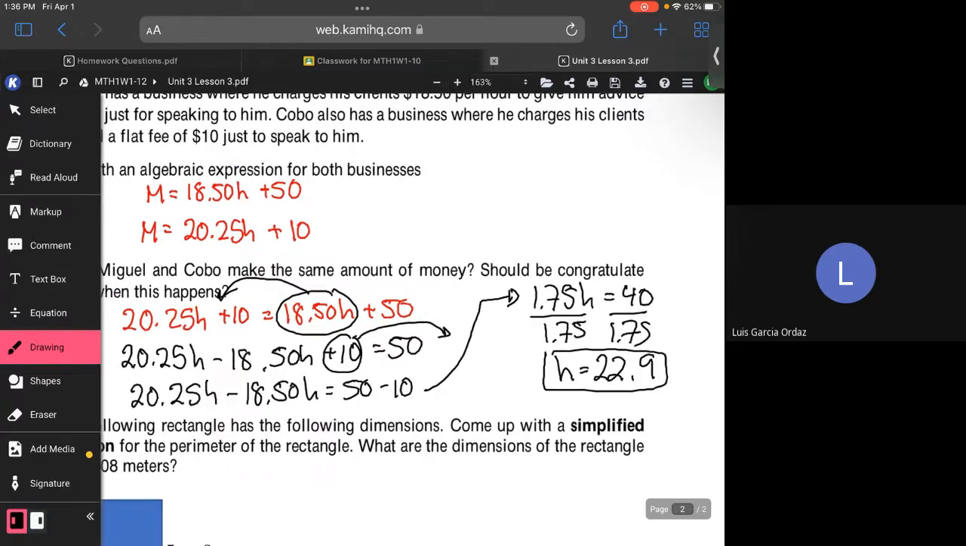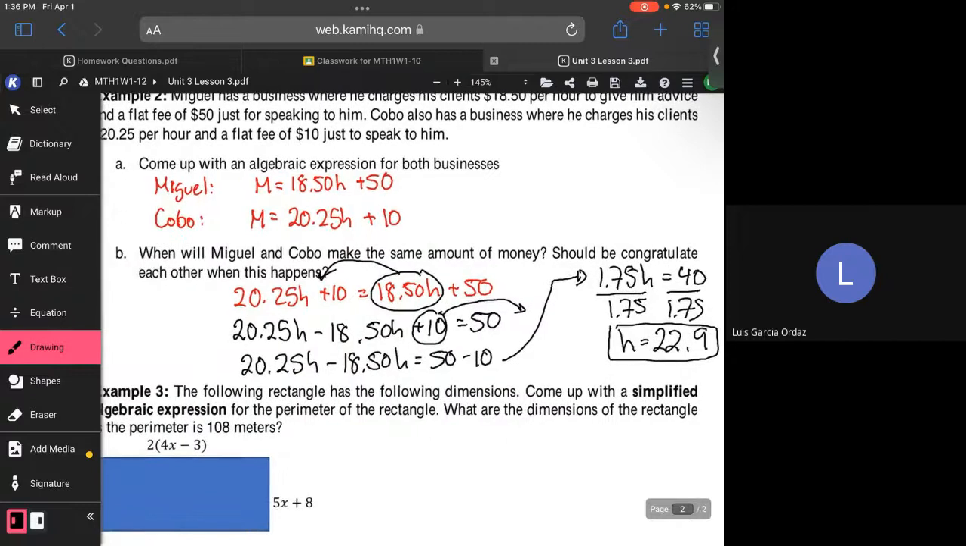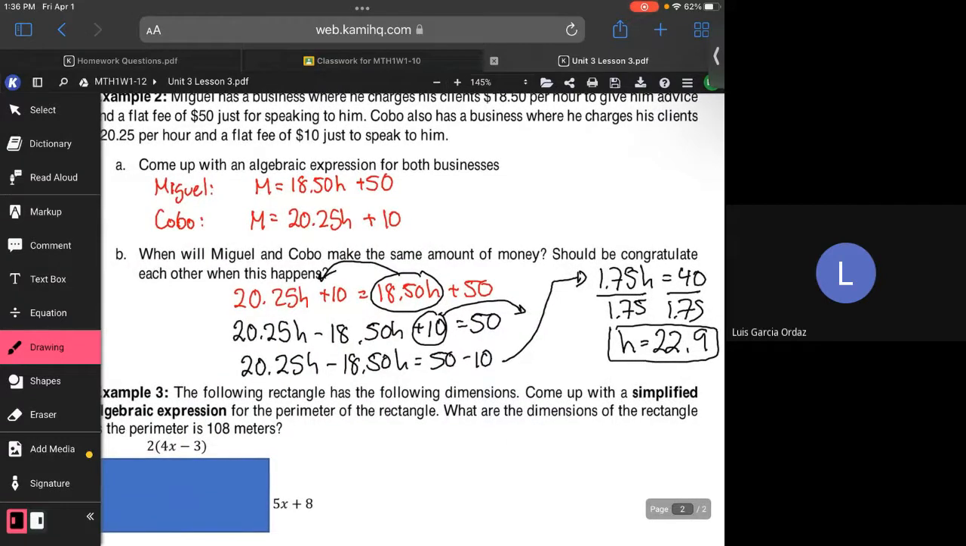Okay, so what would my therefore statement be? Therefore, they make less money than Mr. Garcia does. Before H is 2. So therefore they make the same amount of money working how many hours? 22.9. Yep. Therefore they make the same amount. Do you round the answer? I'll tell you in the question what to round it to. 22.9 hours.